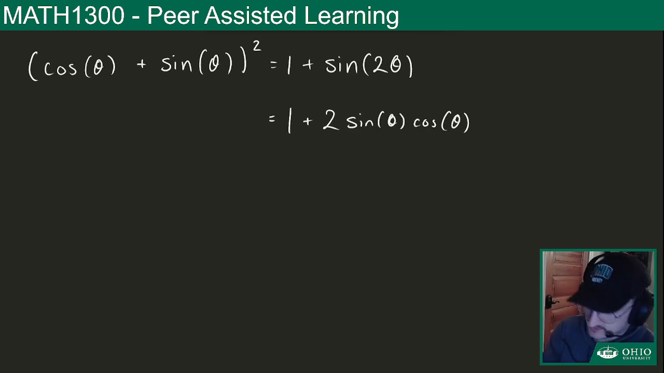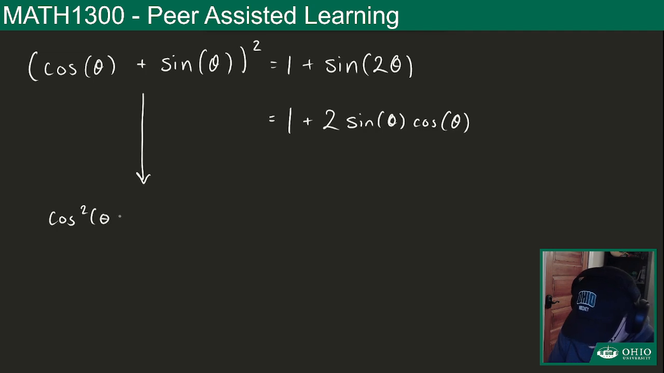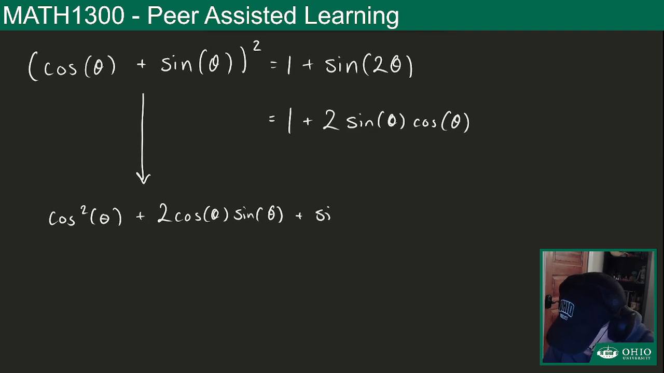Let's go ahead and expand the left side of the equation. So I'll make myself a little more room here. This is going to become cosine squared theta plus 2 cosine theta sine theta plus sine squared theta. And then this gets thrown on the other side.